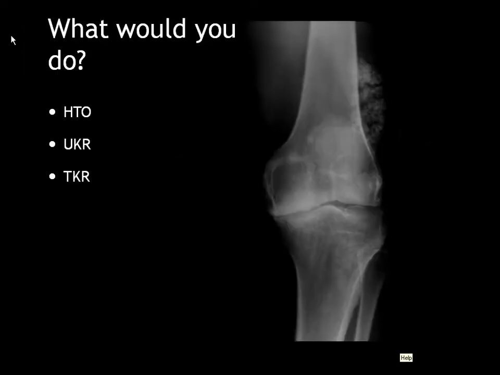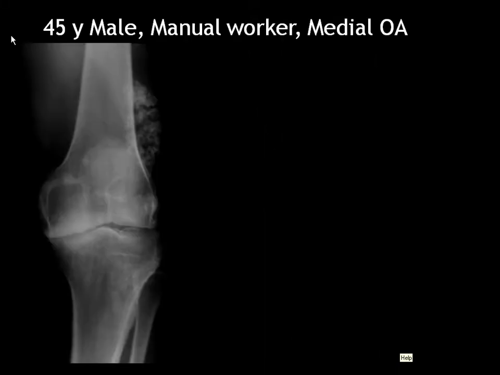So before we start, really, I want to get the audience's view on what would you do in this case. So this, as you see, is evident osteoarthritis, and the options are high tibial osteotomy, unicondylar replacement, or a total knee replacement. So if I can have a show of hands, who would do a high tibial osteotomy for this case? Good question. That's the question I want to hear, actually.